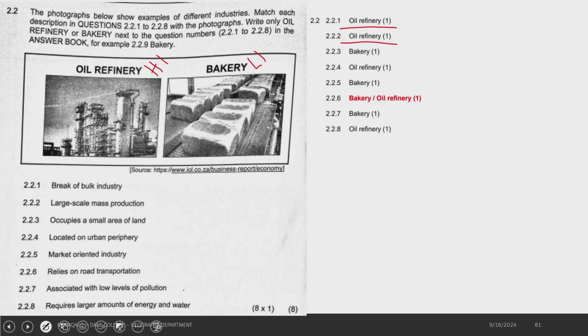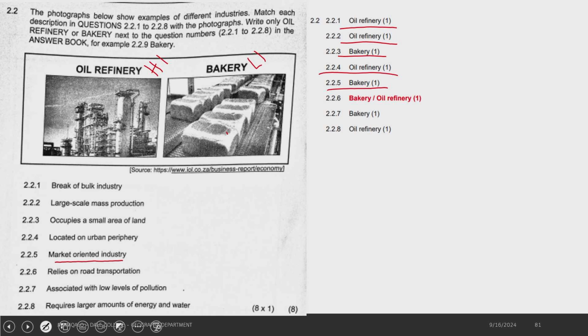Occupies a small area of land, that would be a bakery, because we said it can be located within a CBD or in a transition zone, and we know that there's very little space based on our urban profile. 2.2.4, located on the urban periphery, definitely the oil refinery because it needs to be away from people. Market orientated, it has to be the bakery because bread is a perishable good. It doesn't last too long.